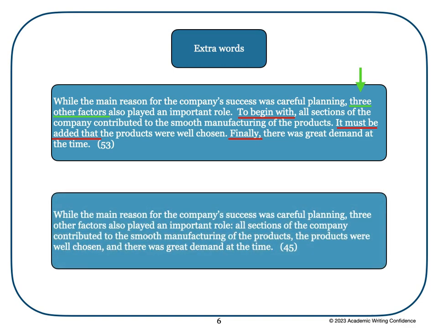While the main reason for the company's success was careful planning, 3 other factors also played an important role. All sections of the company contributed to the smooth manufacturing of the products. The products were well chosen, and there was great demand at the time. Just taking out those extra words actually makes this sentence much clearer and written at a higher level.